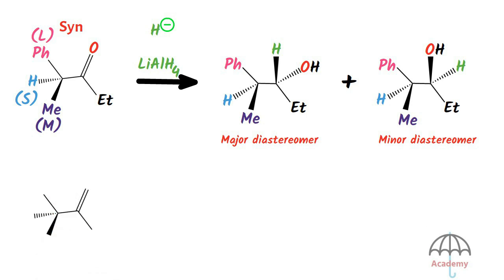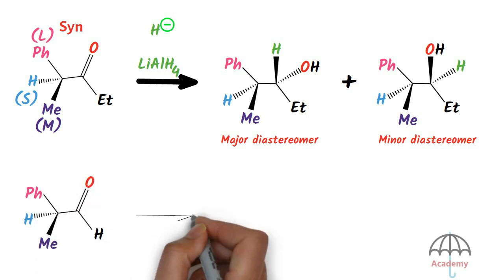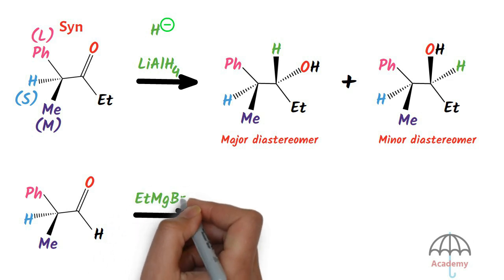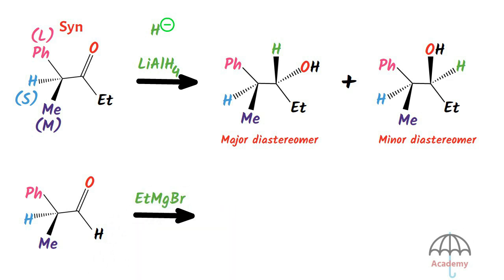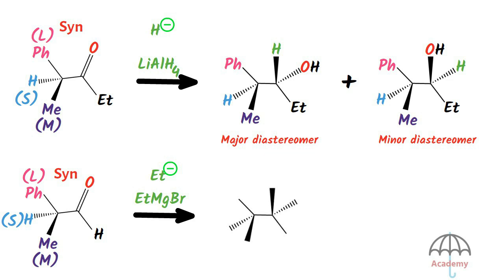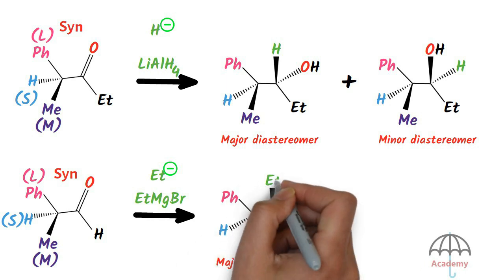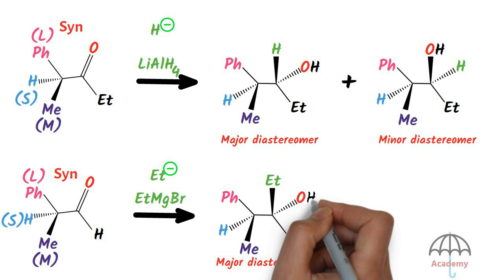Consider this aldehyde molecule treated with Grignard's reagent, ethyl magnesium bromide. The groups on alpha carbon can be categorized as large, medium and small. The nucleophile in this case is ethyl anion. The large group is syn to carbonyl oxygen. Therefore, the major diastereomer will be having nucleophile on the side of the medium group, that is on wedges, and hydroxyl will be pushed on dashes.